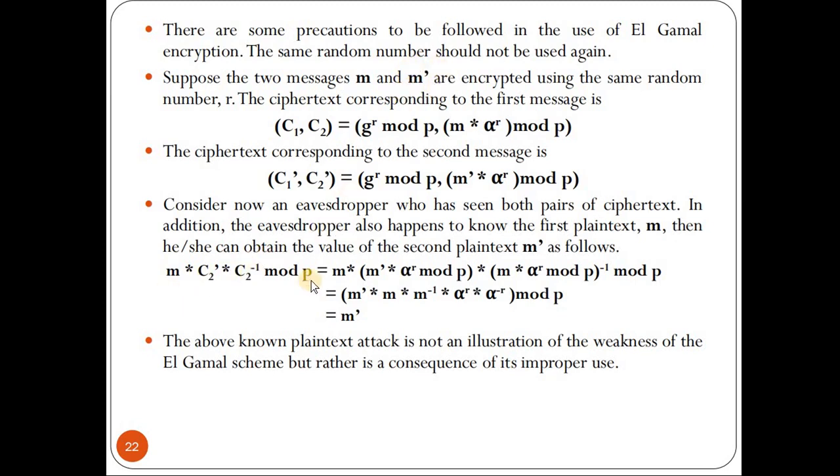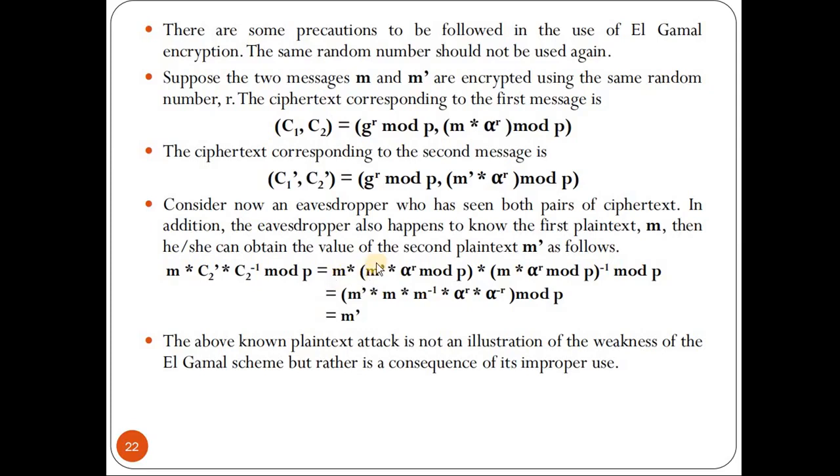So using a simple formula, that is M into C2 dash into C2 to the power minus 1, that is the inverse of C2, mod P. So M into C2 dash. So what is C2 dash? M dash into alpha R mod P. So same thing is written here, M dash into alpha R mod P. Next, C2 inverse. So what is C2? M into alpha R mod P. So M into alpha R mod P whole to the power minus 1, which indicates inverse, mod P.